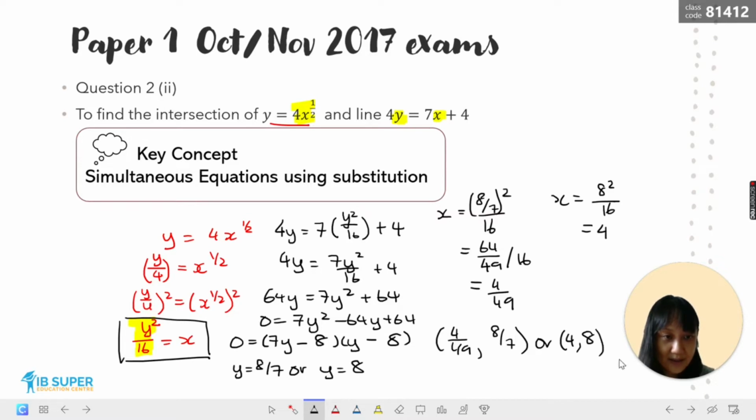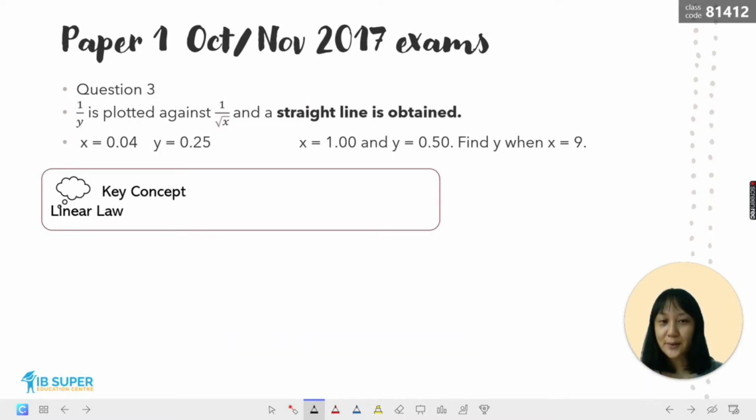Great. In this question, 1 over y is plotted against 1 over root x, and a straight line is obtained. So this is a very important piece of information because many students did not know what to do and what to substitute into this expression. So a straight line is obtained, so you must remember that it's probably got something to do with linear law.